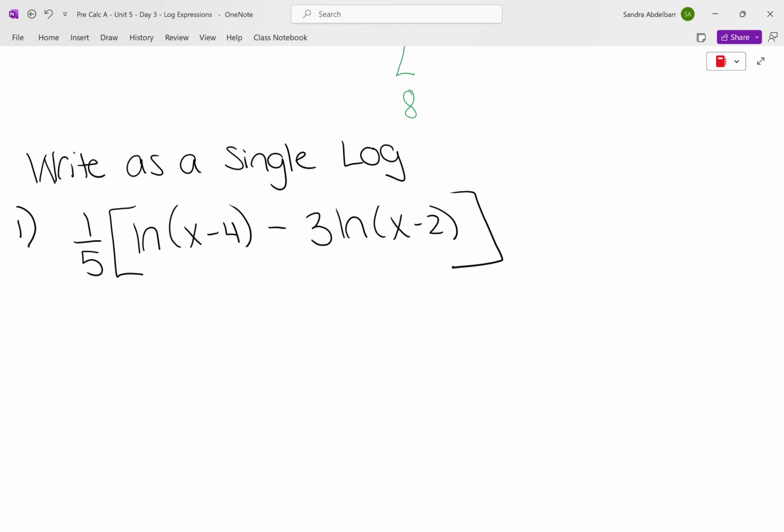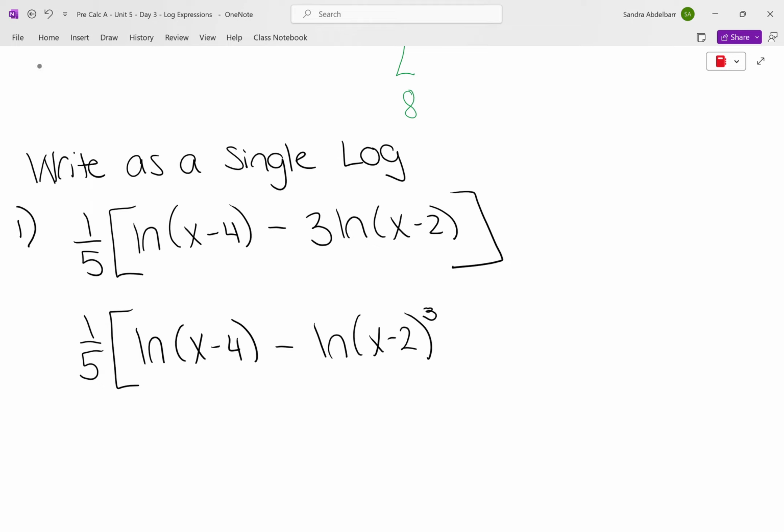On the left side, is there anything I can condense there? There's nothing to condense there. On the right side, is there anything I can do? There is. I can pull that 3 in the front and bring it back as an exponent, can I? So this is going to be 1/5 times the ln of x minus 4 minus the ln of x minus 2 cubed.